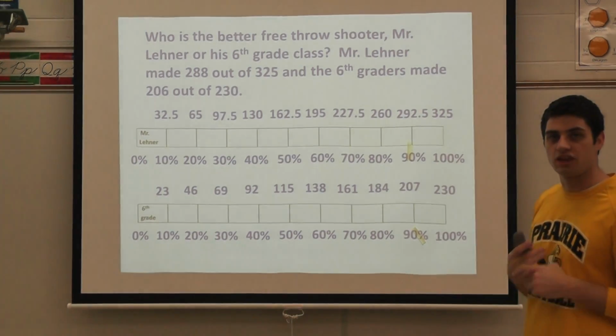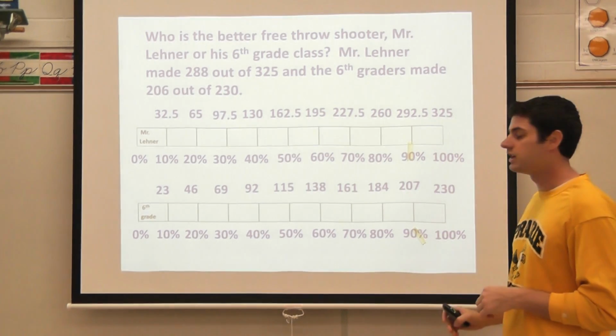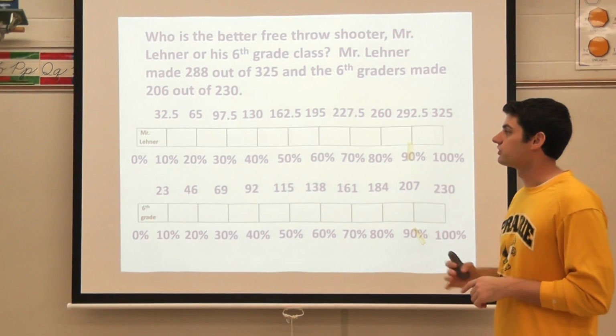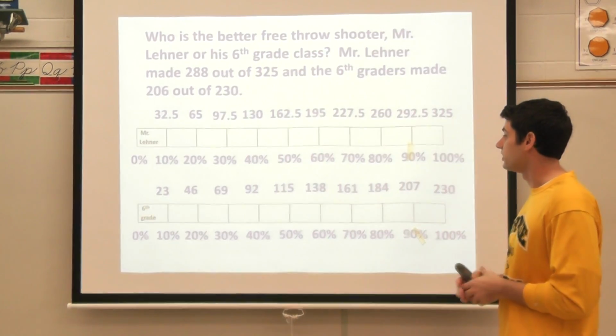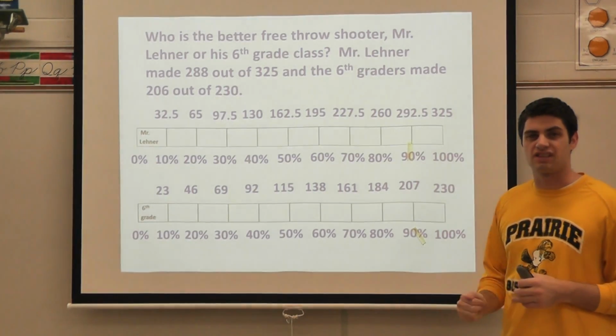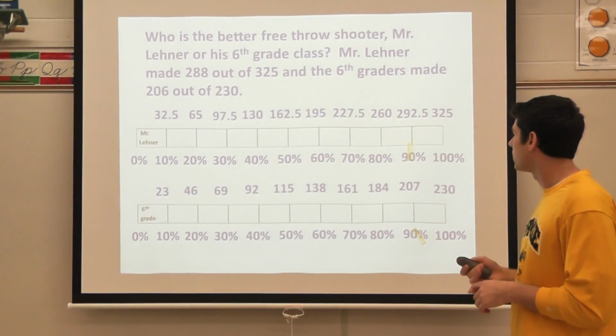Lehner. So when I look at the percentages, the sixth graders are a slightly better free throw shooting group than Mr. Lehner is based off of our benchmark fractions and percents up here. So when working with these percents, finding percent of a number can be very helpful when determining free throw shooting.